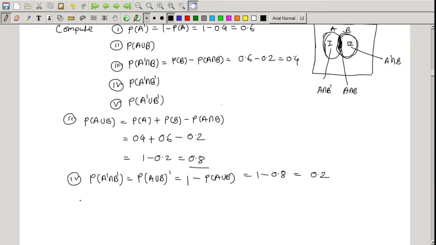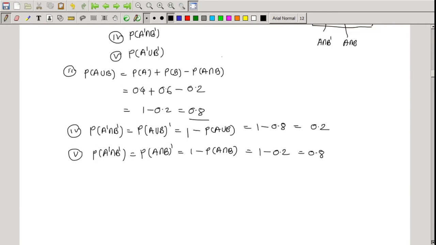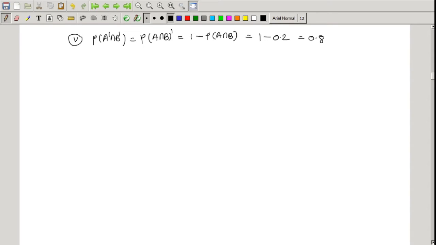Then last, that is P of A dash union B dash. So by De Morgan's law, which is same as P of A intersection B complement, so which is equal to 1 minus P of A intersection B, which is equal to 1 minus 0.2. That term is given. So your answer is 0.8. So in this way we calculate the probabilities by using addition theorem.